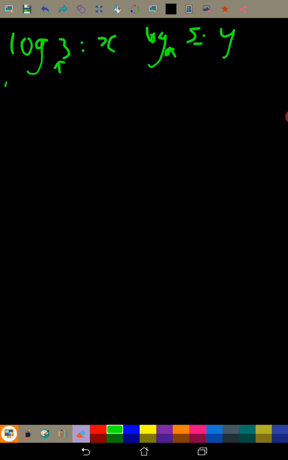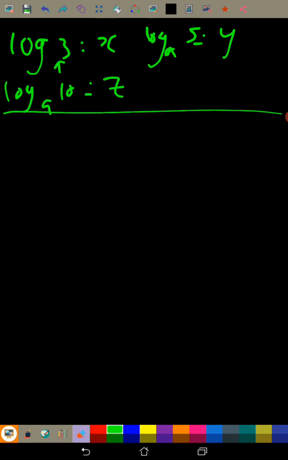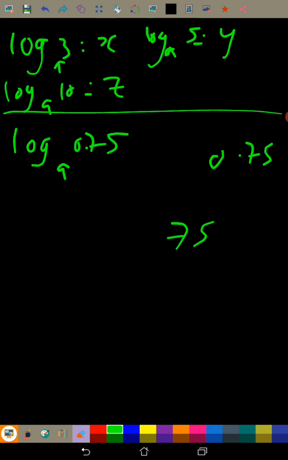I'm tired now. Sorry guys. Let's do just one last here. Log a 5 is equal to x, log a 5 is equal to y, and log a 10 is equal to z. So these are the givens. Now we have log a 0.75. A little bit more complicated. So 0.75 is just 75 times 10 to the power of minus 2, right?